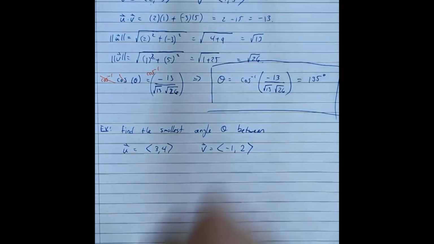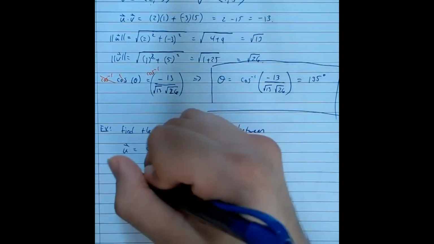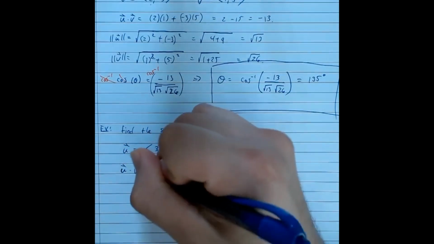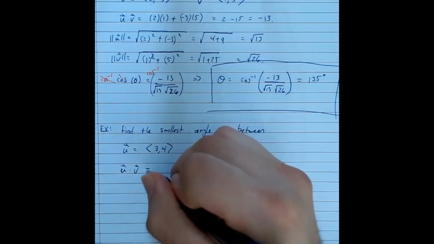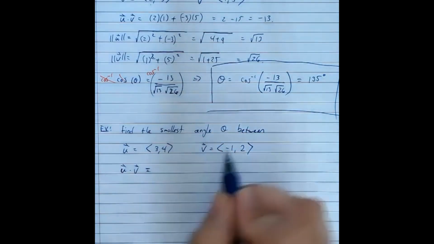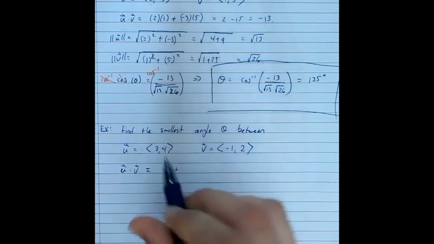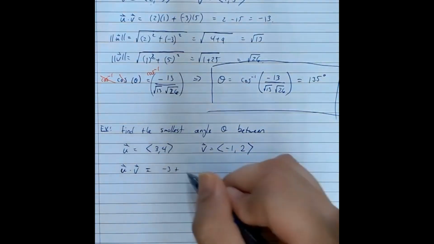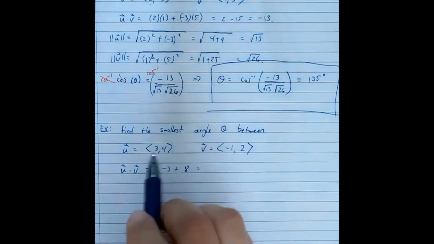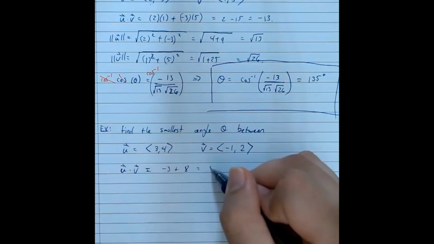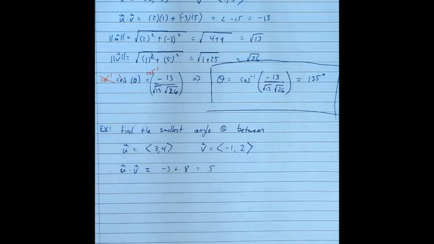All right, so let's take a look here. First, we want to find the dot product of these. So let's see, u dot v, that's going to be 3 times negative 1, that's negative 3, plus 4 times 2 is 8. And if you take negative 3 plus 8, that'll give you 5. That's your dot product. Okay?